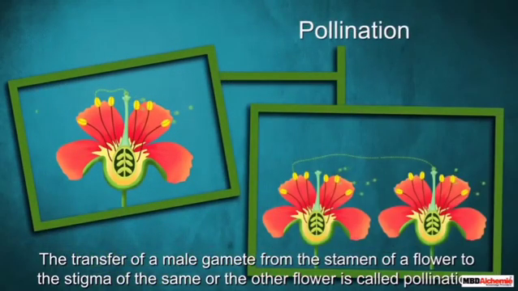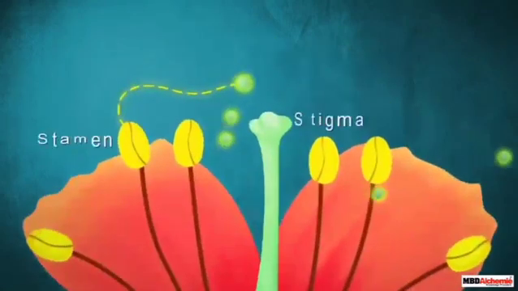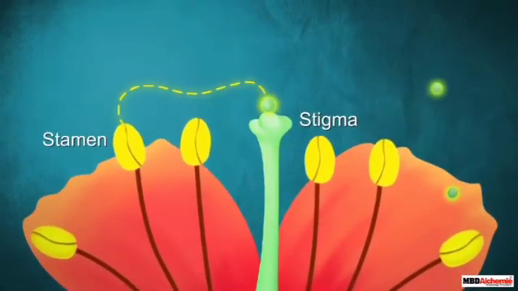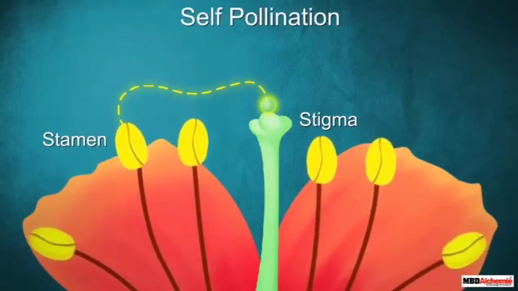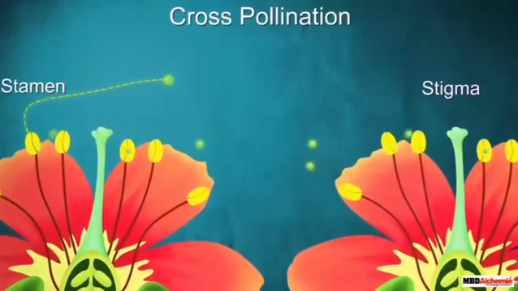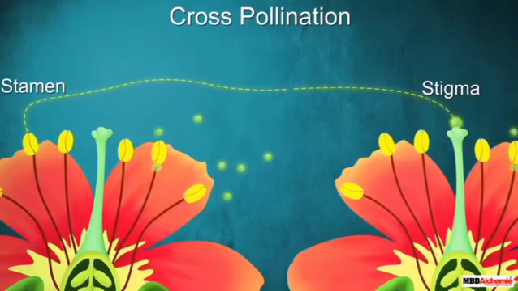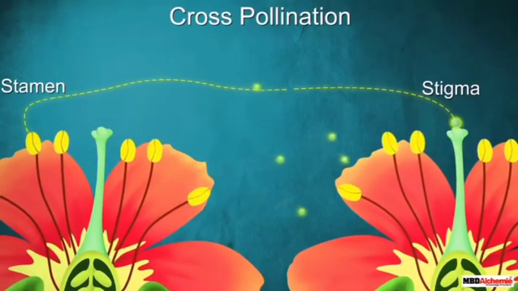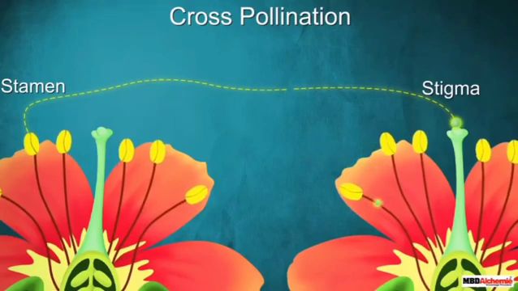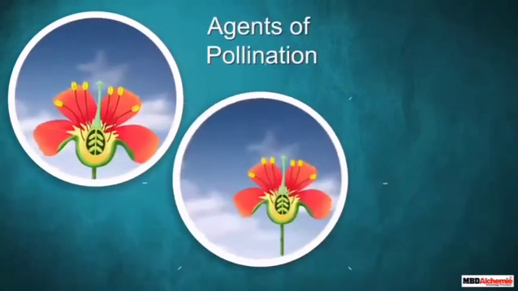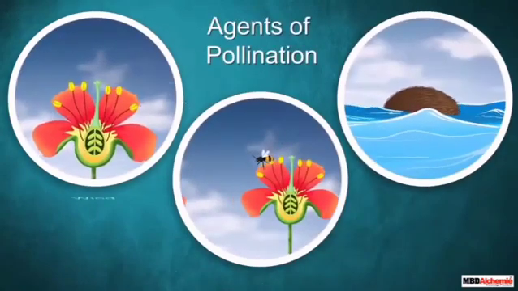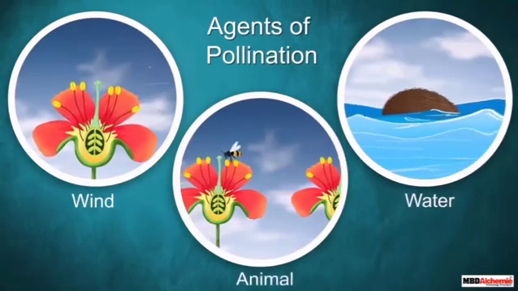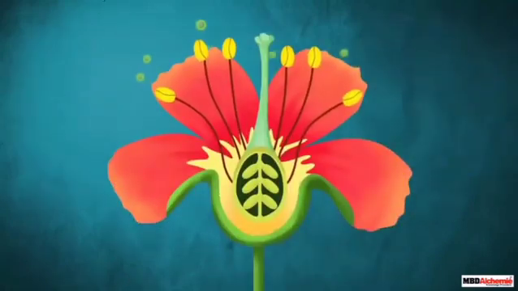If the pollen grain of a flower lands on the stigma of the same flower, it is called self-pollination. But if the pollen grains of a flower land on the stigma of another flower, it is called cross-pollination. Pollination occurs with the help of different agents like wind, water, or animals.